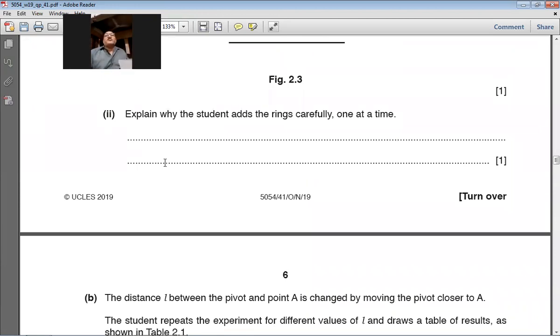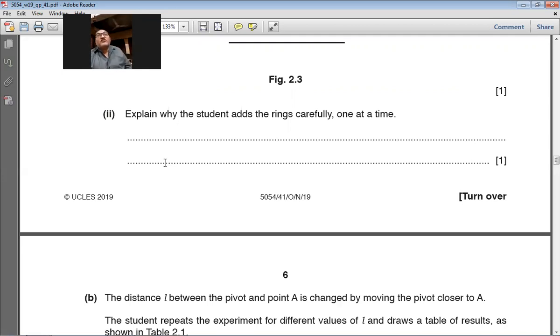The next question is: explain why the student adds the rings carefully, one at a time. So why do you place the rings very carefully? Because I want to know exactly the weight at which the rule will be balanced. Plus, when you place them, you want to make sure that the rings are piled up over each other and they remain in their position.